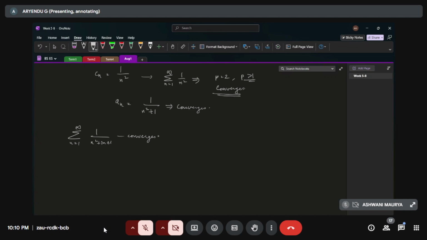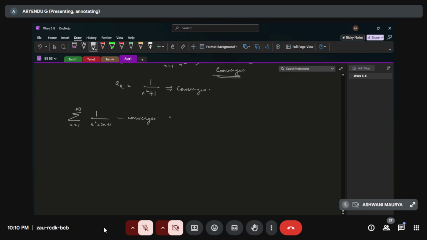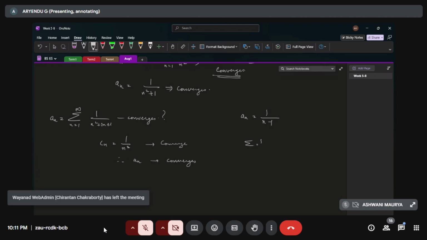For that, again, if we take 1 by n square as the c_n, we can see that as seen above, it will converge, and therefore a_n will also be converging. And if we take another example, a_n is equal to 1 by n minus 1, we take sigma 1 by n minus 1.